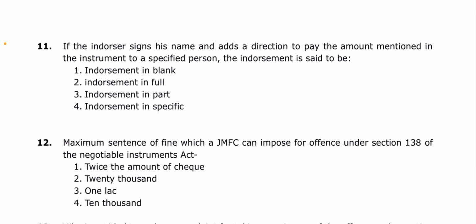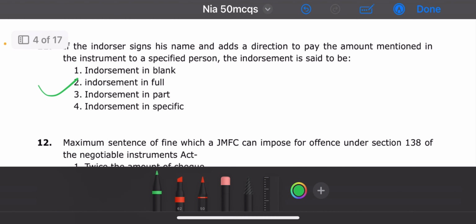Next question, if the endorser signs his name and adds a direction to pay the amount mentioned in the instrument to a specified person, the endorsement is said to be? The options are: first, endorsement in blank; second, endorsement in full; third, endorsement in part; or fourth, endorsement in specific. The correct answer is second one, endorsement in full.